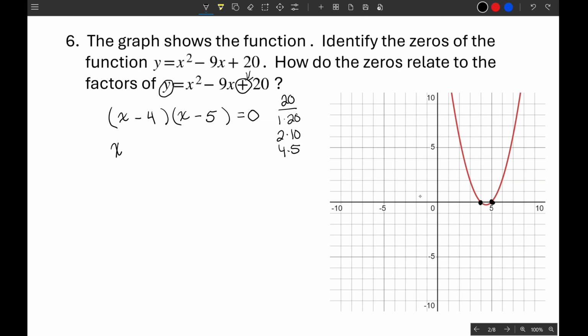So again, if I set each of these equal to 0 and I solve, I will know what those x-intercepts are. Even though I can see them graphically, I'll know algebraically. So I will add 4. When x equals 4, my equation is equal to 0. I will add 5. When x equals 5, my equation is equal to 0. And if you look, that is the point 4, 0, and this is the point 5, 0. Those are my zeros.